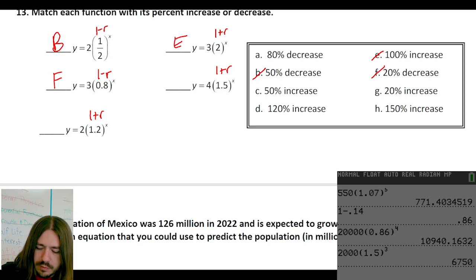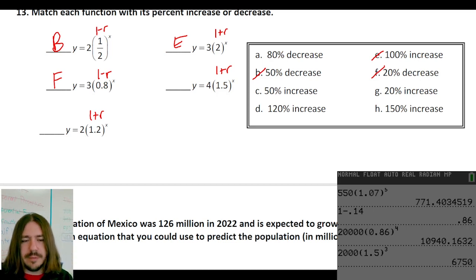For the next one, 1 plus what is 1.5? Well, that would be 0.5. 0.5 as a percent would be a 50% increase. So that would be choice C.